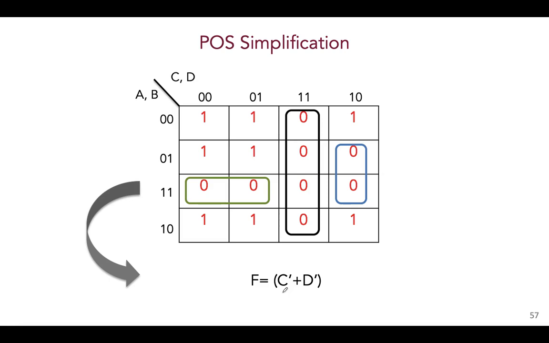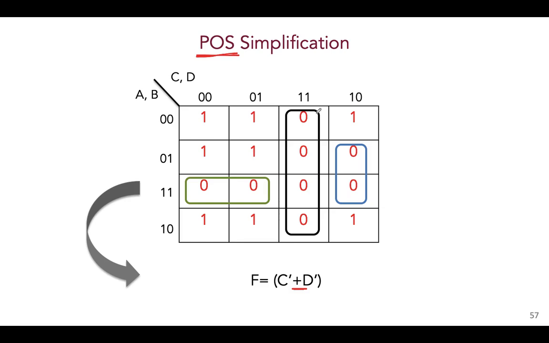Now, two things to notice here. First of all, this is a POS. We're talking about POS simplification, which means product of sum, which means this will be a sum term. If we were talking about SOP, this would have been C dash into D dash and then plus something else. For the other group it would have been plus something else, and then for the other group it would have been plus something else. But now it is POS, so it will be product of sum. Sum terms will be multiplied. So this is the first sum term for this black group.